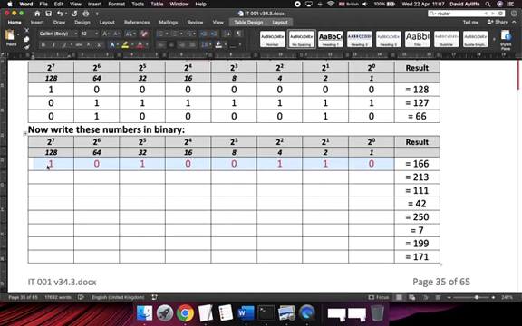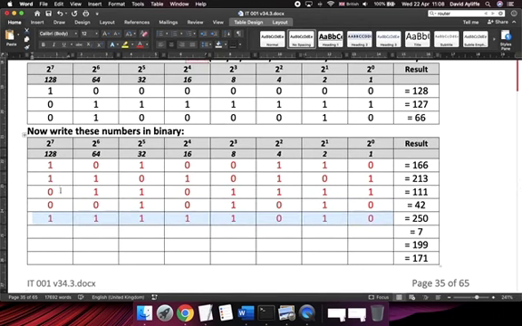So we've got 128 plus 32 plus 4 plus 2 gives us 166. The next one, 213: 128 plus 64 plus 16 plus 4 plus 1 gives us 213. 111: 64 plus 32 plus 8 plus 4 plus 2 plus 1. 42: 32 plus 8 plus 2.